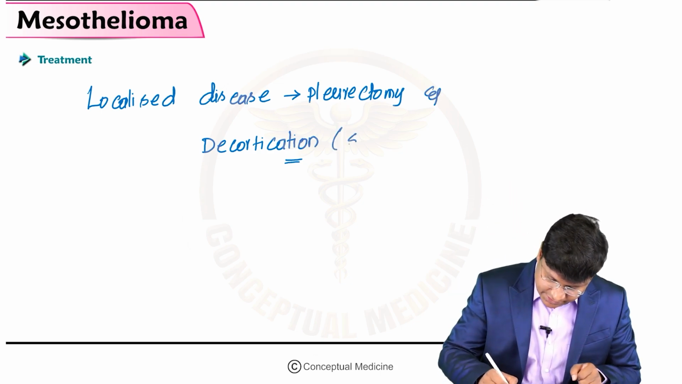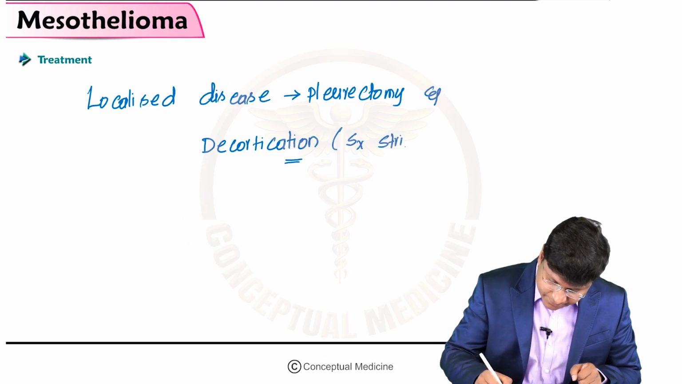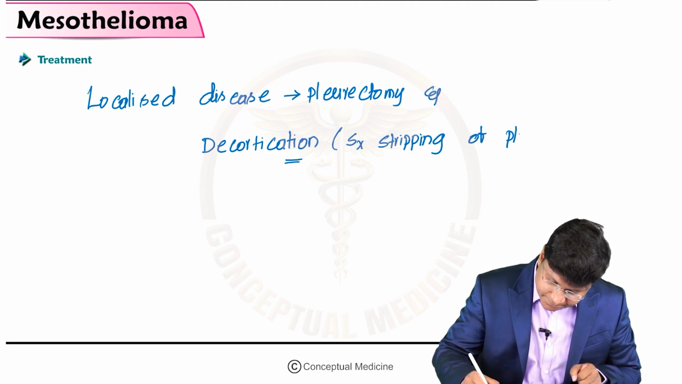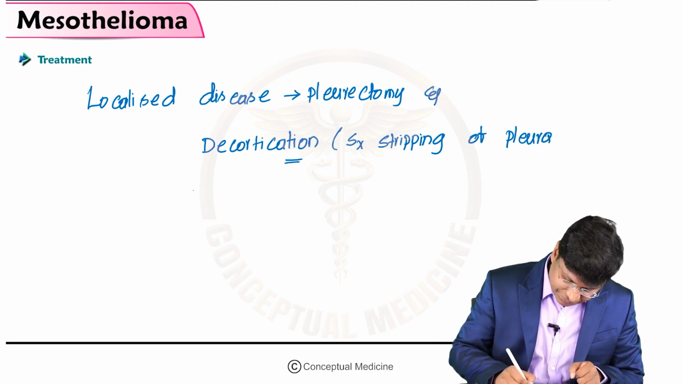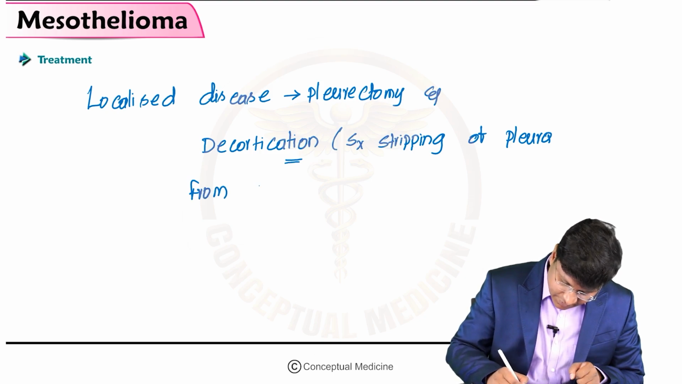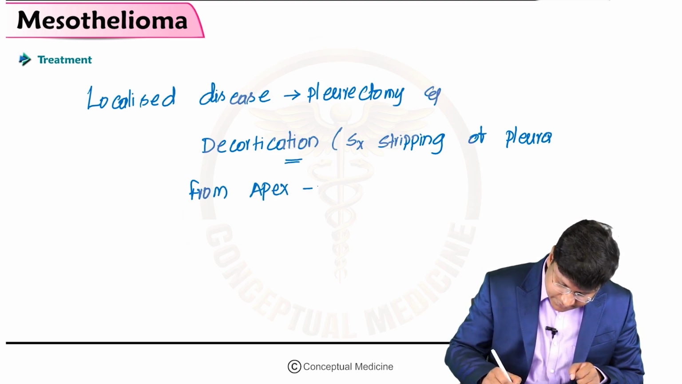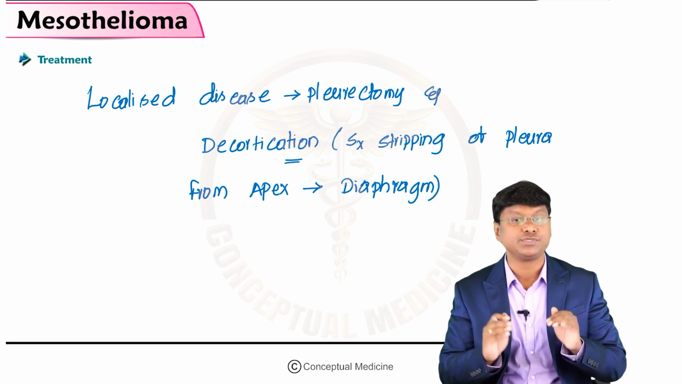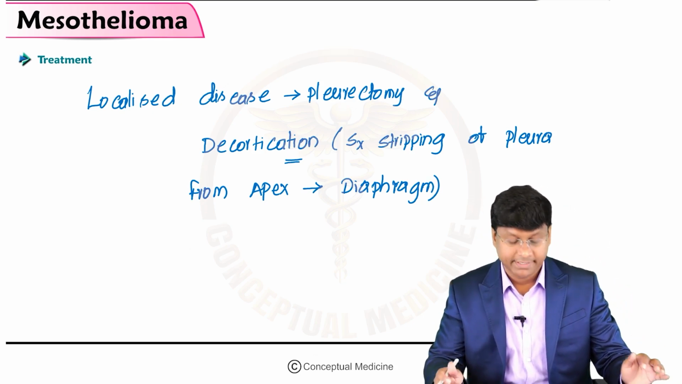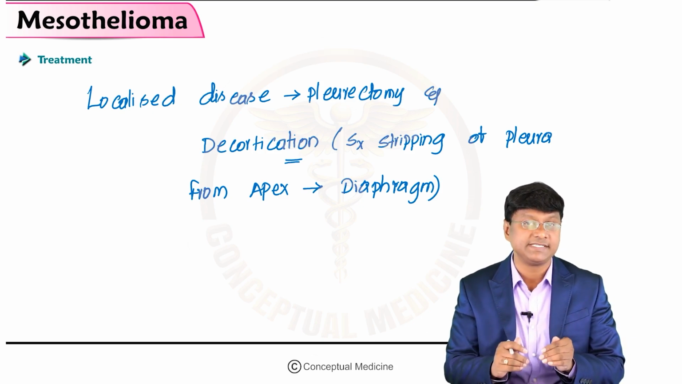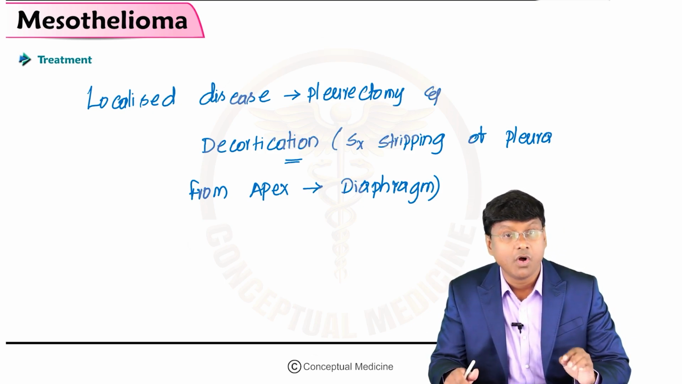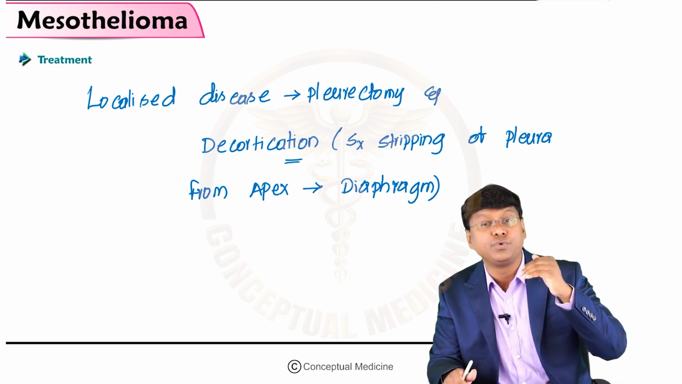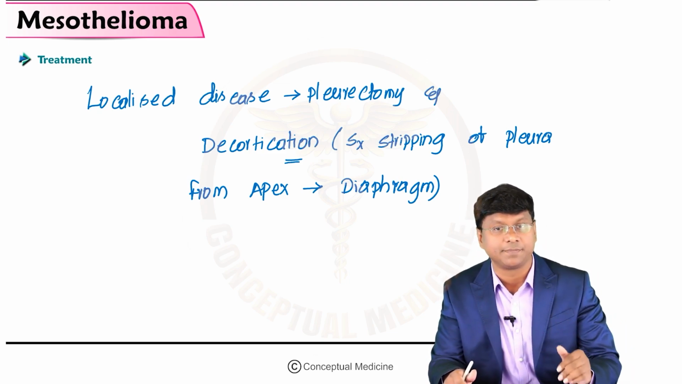That is surgical stripping of pleura from the apex of the lung to the diaphragm. So that is your decortication. So for localized disease, these are the surgical options. Or extrapleural pneumonectomy. That is another surgical option.